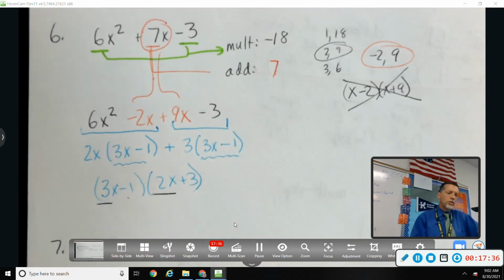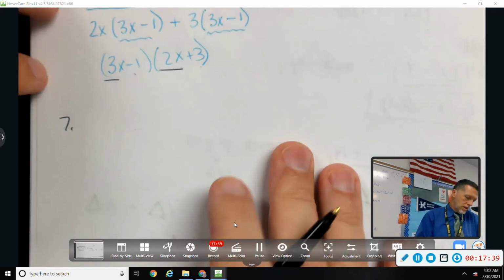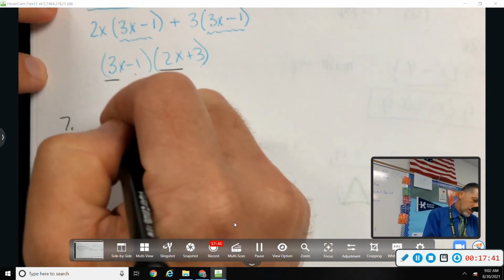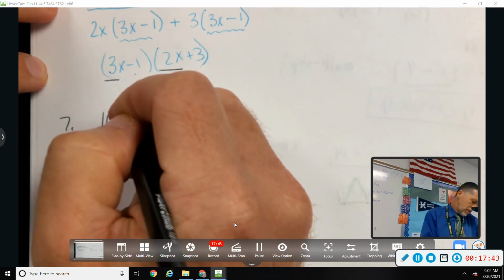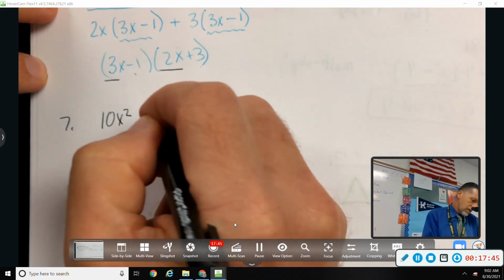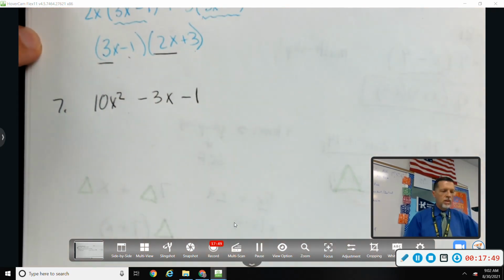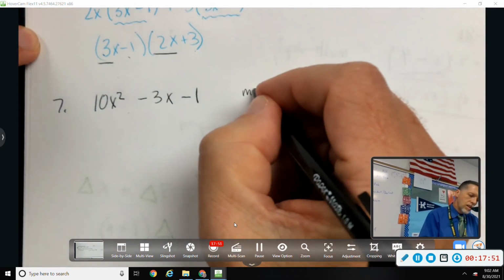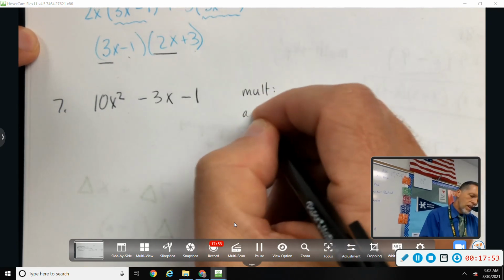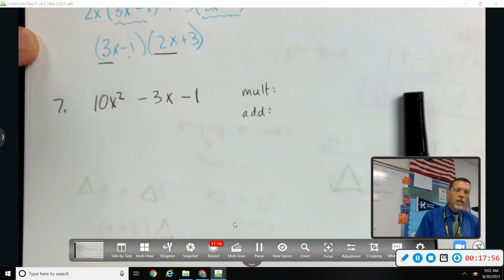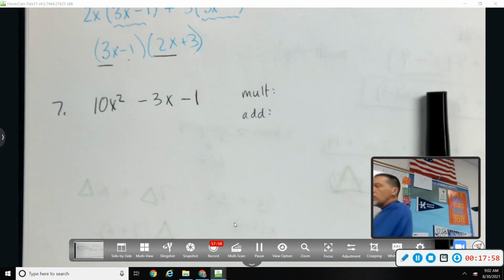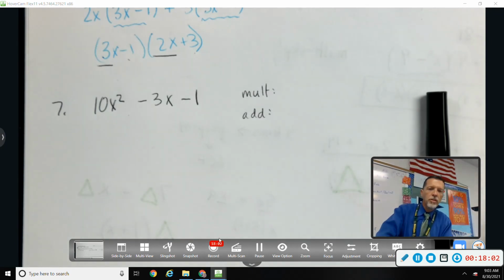I want you to try one more of that type. 10x squared minus 3x minus 1. Figure out what they need to multiply to, what they need to add to, and then do this split the middle term thing.